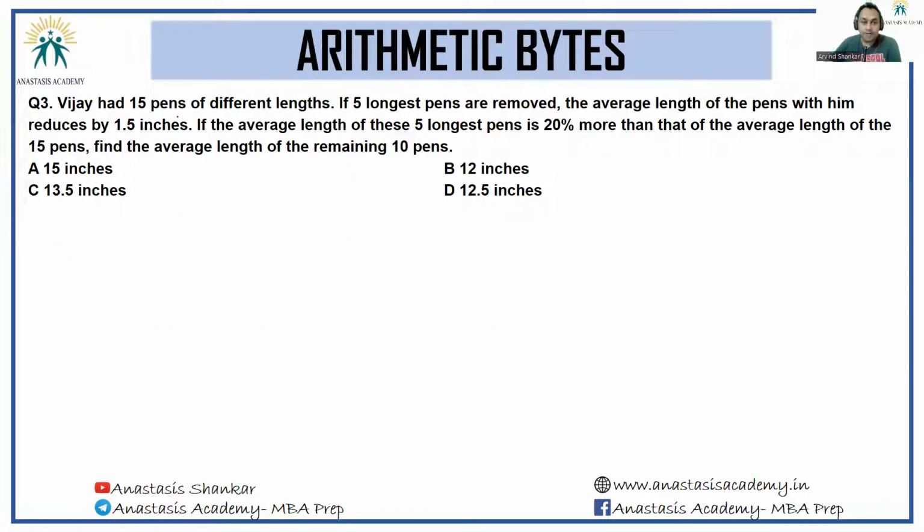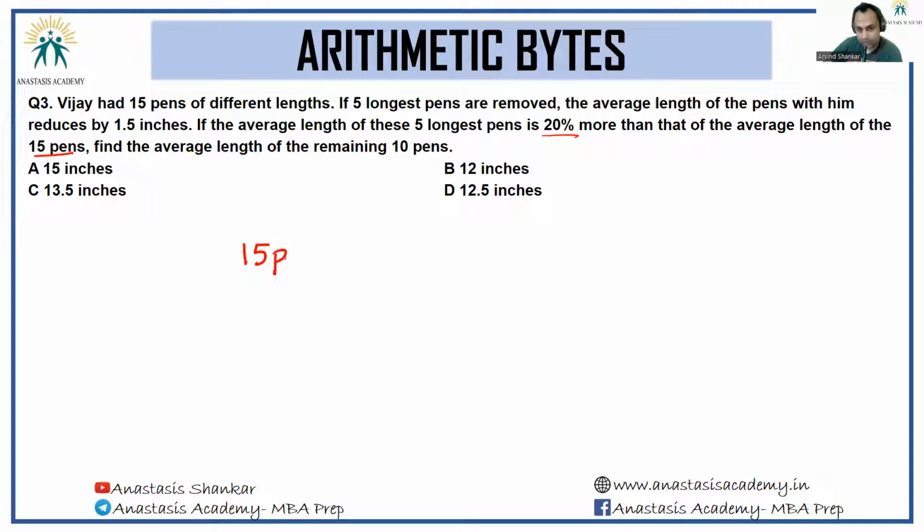Next, Vijay had 15 pens of different lengths. If the 5 longest pens are removed, the average length of the pens with him reduces by 1.5 inches. The average length of these 5 longest pens is 20% more than the average length of the 15 pens. Find the average length of the remaining 10 pens. Okay.